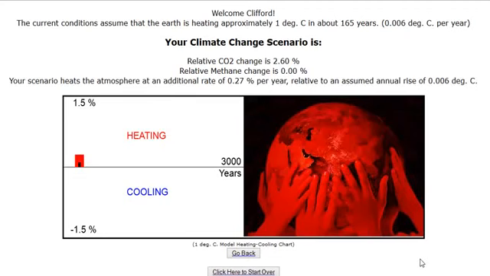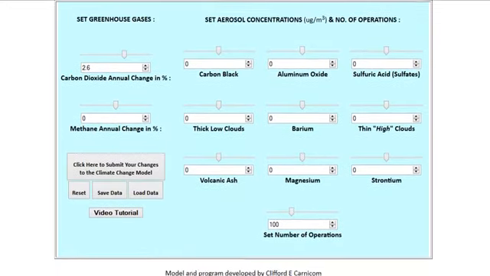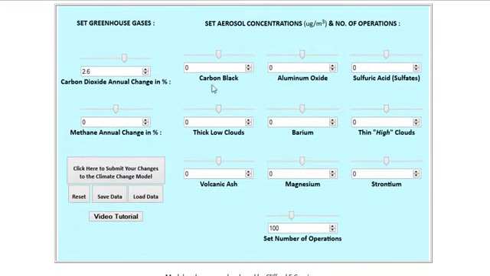Greetings, this is Clifford Carnicom from the Carnicom Institute, and I'm continuing with a series of videos on a climate model, a software program that I worked on. And today's topic is that of aerosols, introducing aerosols into the model and some of the factors that are involved with exploring that aspect.